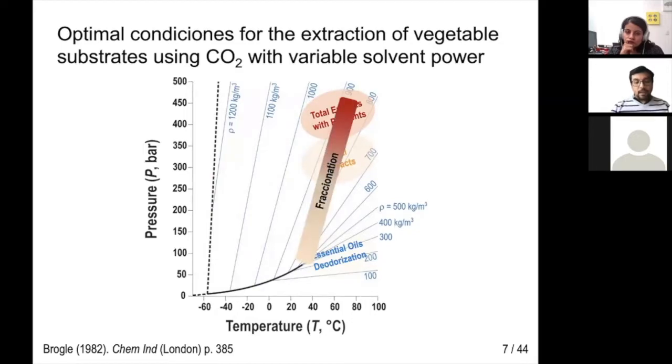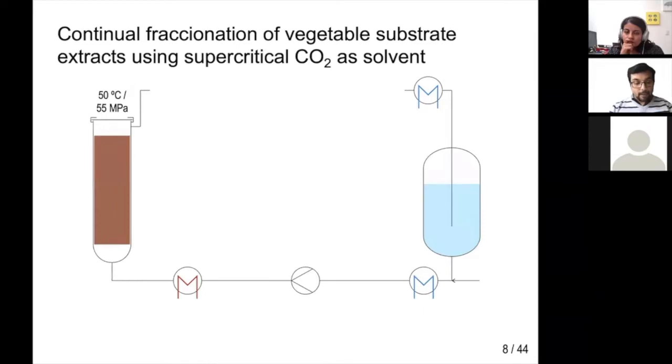And it's possible to make a fractionated extraction of a substrate, increasing the pressure in stages, starting near the critical point to remove all essential oil before proceeding to high pressure to extract lipids and carotenoid pigments. Alternatively, the fractionation process can be carried out continuously using a depressurization cascade. In this case, the extraction is carried out at the least selective condition, where the solvent power of CO2 is at a maximum, for example, 50 degrees Celsius and 550 bar, to remove all CO2 soluble compounds.